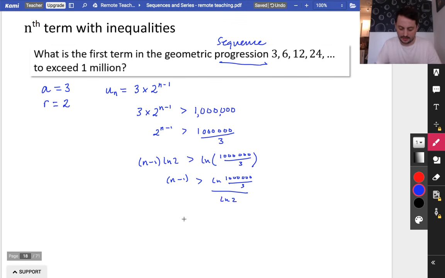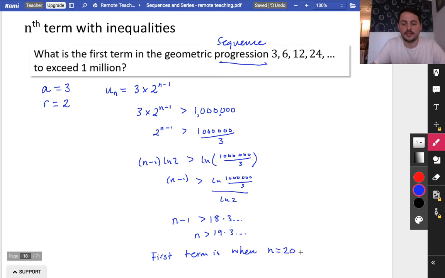So let's actually just get what that is as a number, because I'm getting bored of writing that out. So it's ln of 1 million over 3 divided by ln 2. So n minus 1 is greater than 18.3 and so on. So that means n has got to be greater than 19.3. And because n has to be an integer, we're going to say that the first term is when n equals 20. So it's the 20th term.